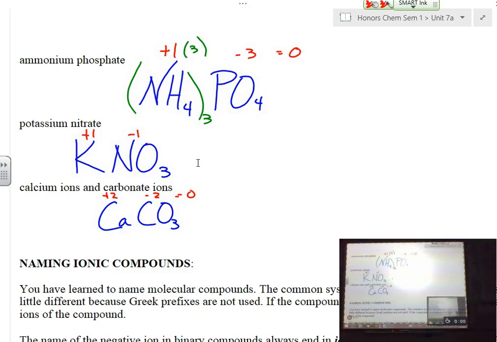Now again, the biggest issue today is just memorizing those polys. It's not like memorizing the 52 elements. This is a little more fun, let's say.